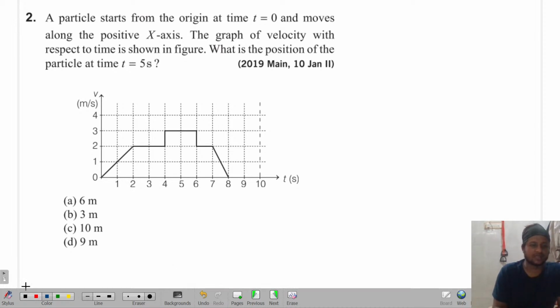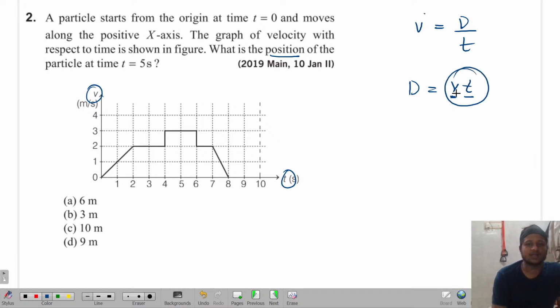So look over here. It is a velocity time graph. It is asking about position. You know that velocity is equal to distance by time. Again, I have told you, distance can be written as velocity into time. So the area of the velocity time graph will give you distance. Now try to see till 5 seconds, I need to calculate the position. First, I'll calculate the area till 2 seconds. Then I'll calculate the area of this rectangle, then the area of this rectangle. Add all of this. This will be your position at t is equal to 5 seconds.